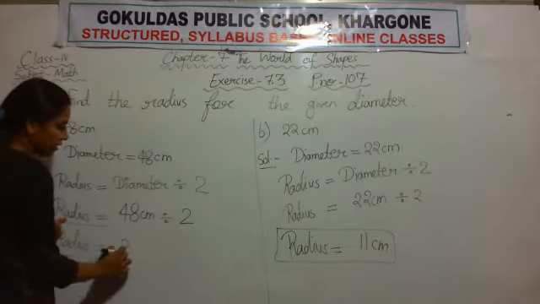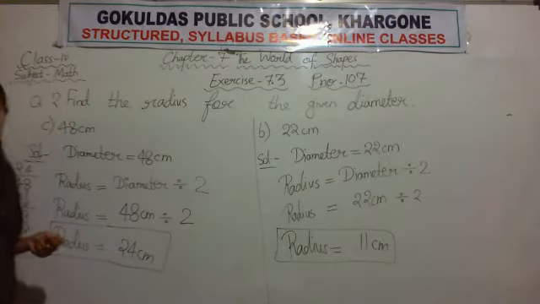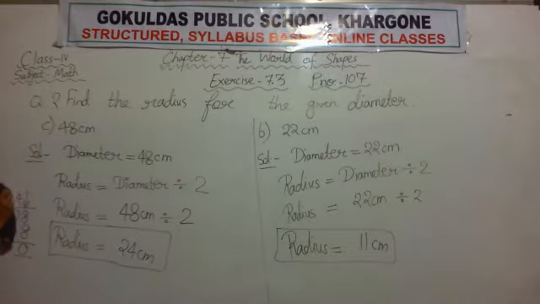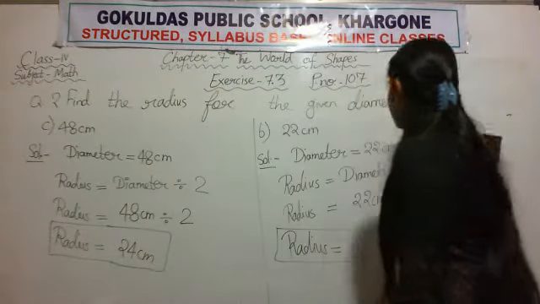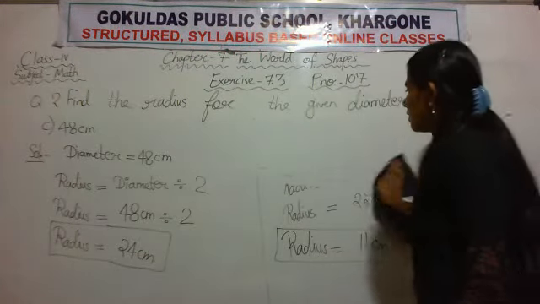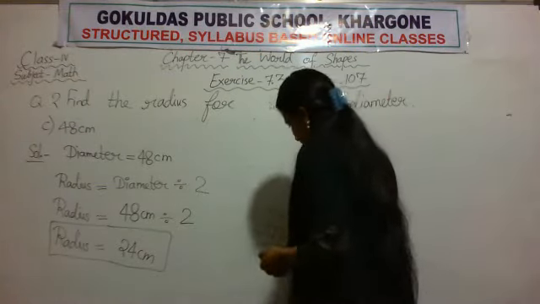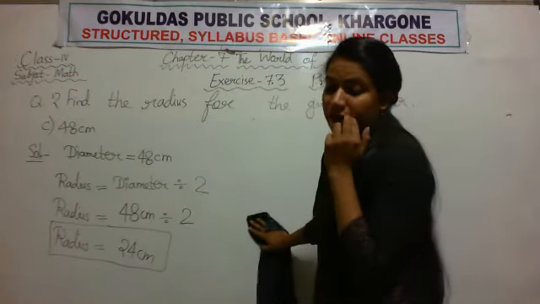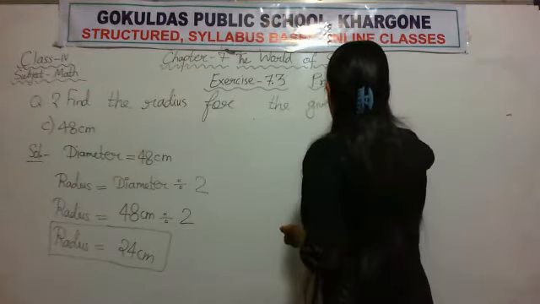48 divided by 2, result is 24 centimeter. Do not forget to write centimeter, okay? It is the unit of length. So radius is 24 centimeter. Now question number D and E are your homework. For question number D and E, what you will do? You will use this formula of radius and find your radius. Now we will do question number 3.